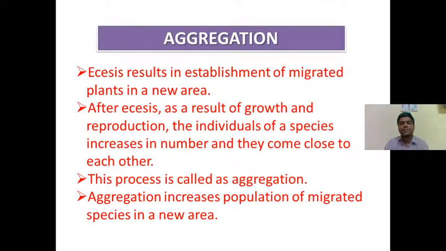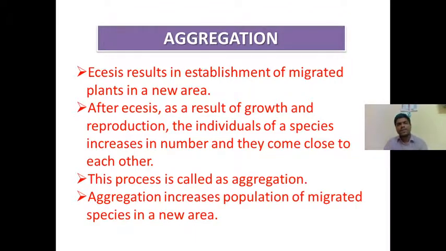Aggregation increases population of migrated species in a new area because subsequent germinations would be there which will result in aggregation, and aggregation will increase population of migrated plant species.